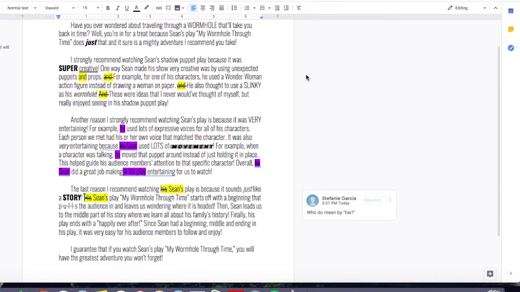Another reason I strongly recommend watching Sean's play is because it was very entertaining. For example, he used lots of expressive voices for all of his characters. Each person we met had his or her own voice that matched the character. It was also very entertaining because Sean used lots of movement. For example, when a character was talking, he moved that puppet around instead of just holding it in place. This helped guide his audience members' attention to that specific character. Overall, Sean did a great job making his play entertaining for us to watch.